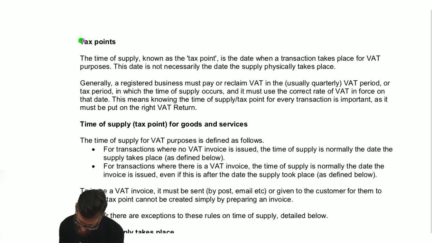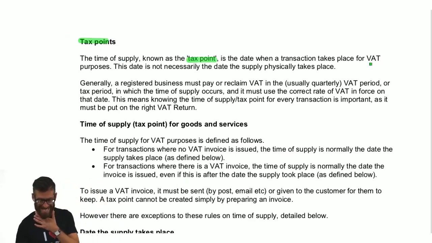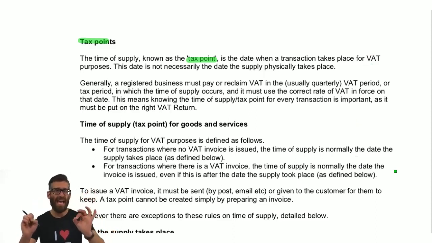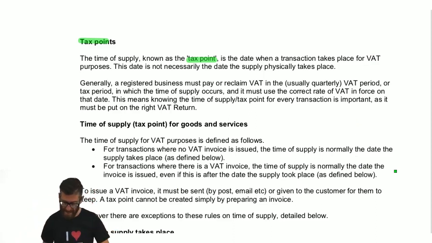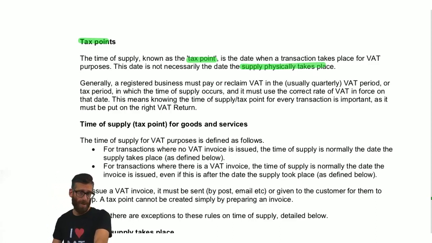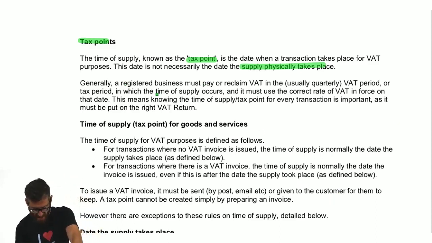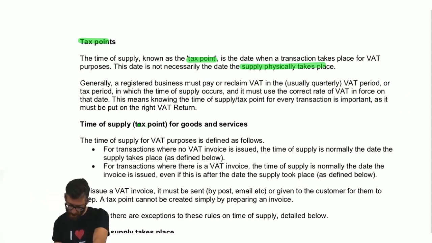The tax point. The time of the supply is known as the tax point, the date when a transaction takes place for VAT purposes. This date is not necessarily the date that the supply physically takes place. Okay, so what we know is it could be, but it's not necessarily when we physically deliver them to our customer. Generally, a registered business must pay or reclaim the VAT. This is information that is not directly going to help us. The tax point here, this looks good, for goods and services.